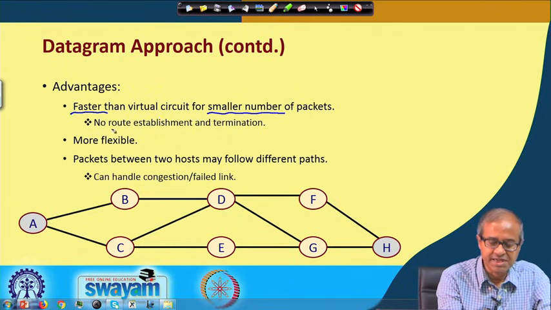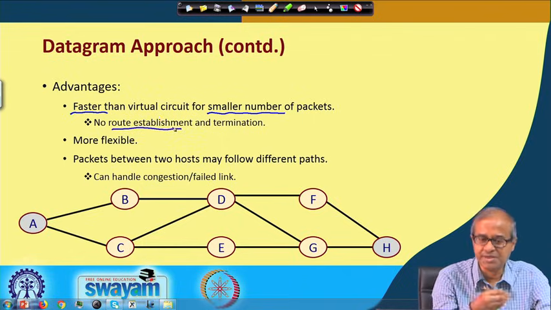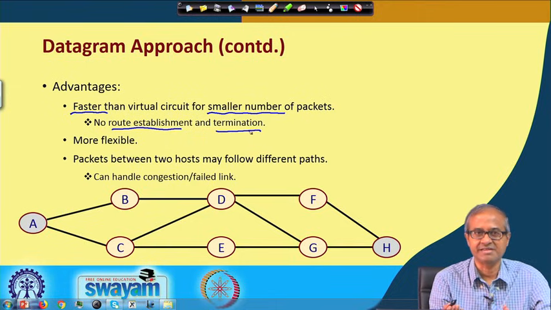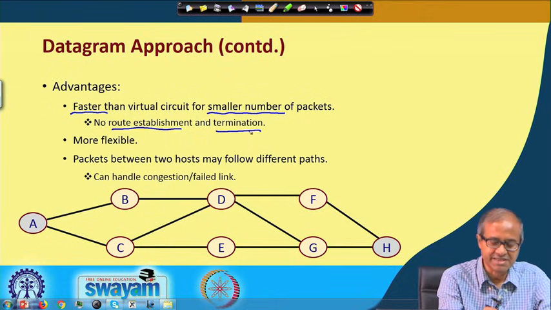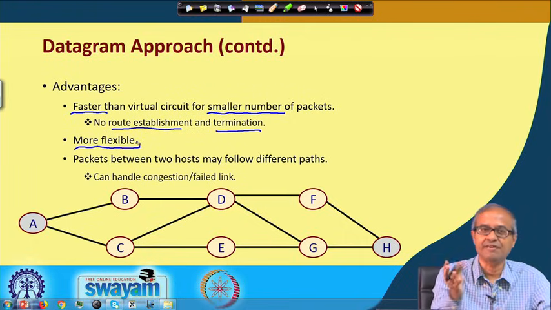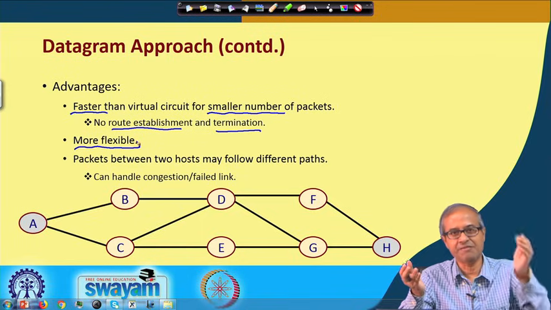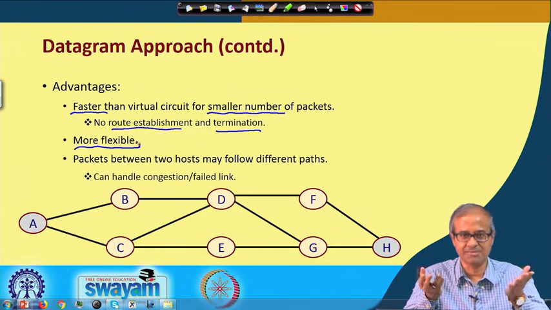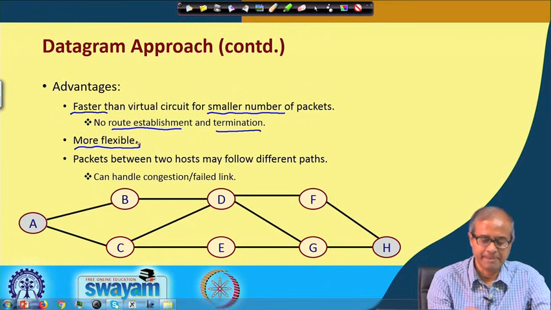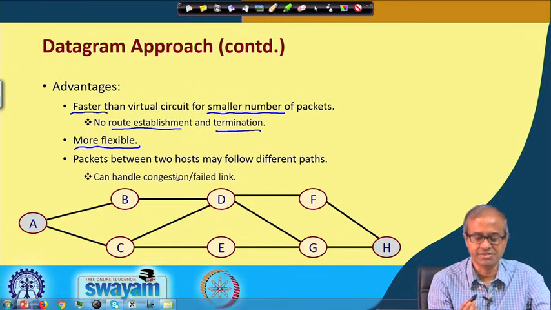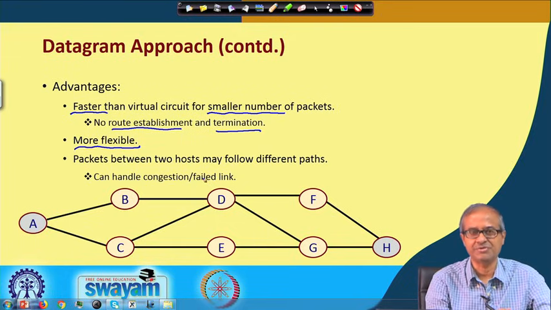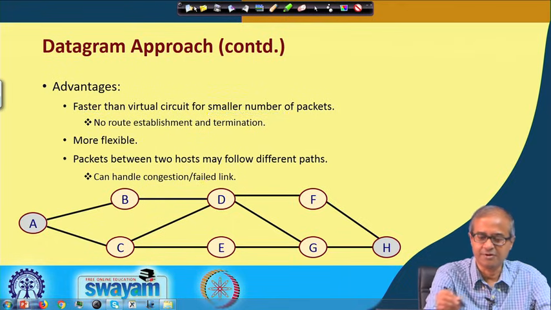Datagram approach does not need any route establishment in the beginning or route termination at the end, it does not require this. So, in that sense it is more flexible. Packets can follow different paths. If some of the links get overloaded, then the packets can follow an alternate path. These flexibilities are there. Okay. So, as I mentioned, it can handle congestion in the links, or some of the links may fail altogether, then an alternate link may be used, which was not there for a virtual circuit. Okay. All right.